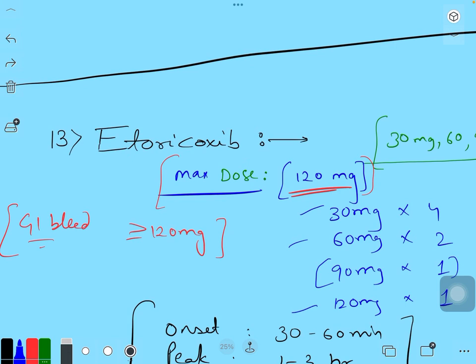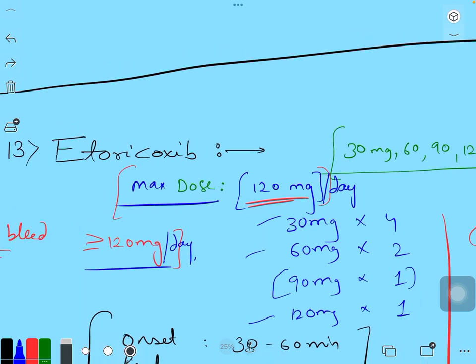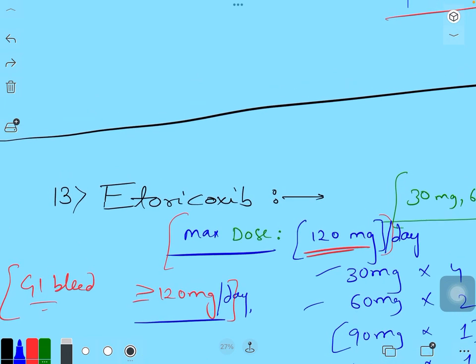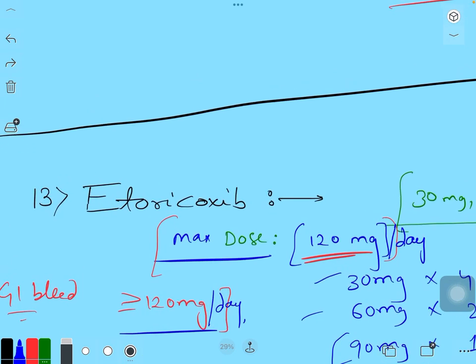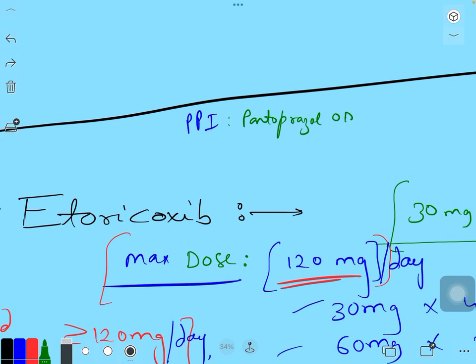Now the PPI for Etoricoxib is pantoprazole, again once a day, and you can give pantoprazole in a 20 mg format. So Etoricoxib must be given with pantoprazole. Again, we have already discussed in previous lectures how to choose a PPI. I'll not discuss it again, right? So this was all about Etoricoxib.